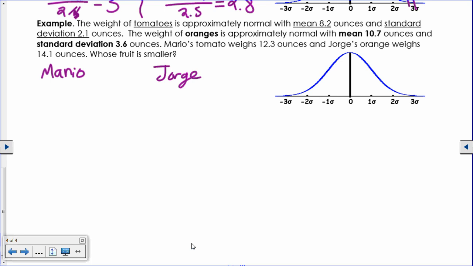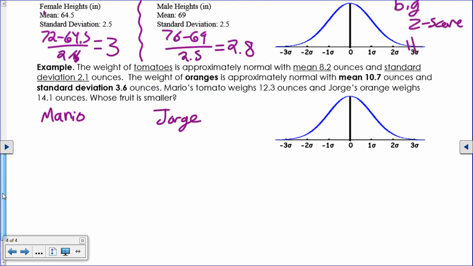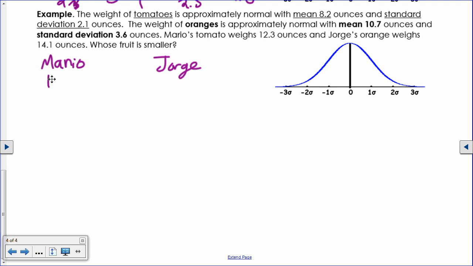Tell me how I might find the z-score for the tomato? Say that again? Where did you get the 8.2 and the 2.1 from? Where did you get that information? It's from the text of the question, right? They gave you the information in the top instead of giving you the kind of breakdown like we had before. It's kind of buried into the word problem, so make sure you're reading carefully.